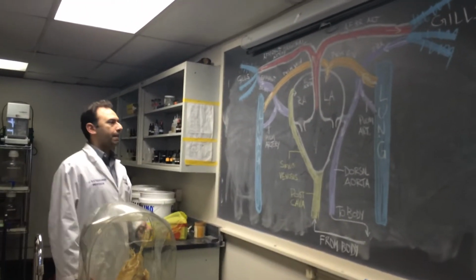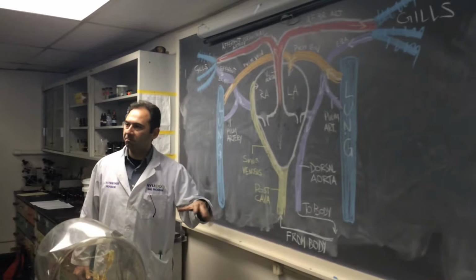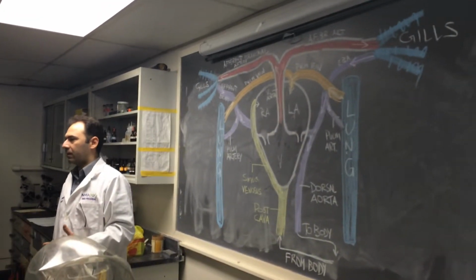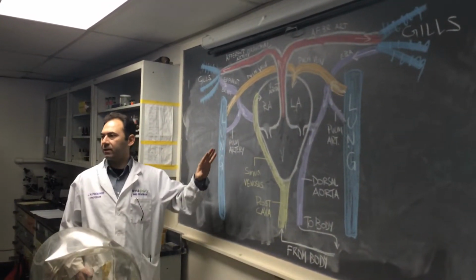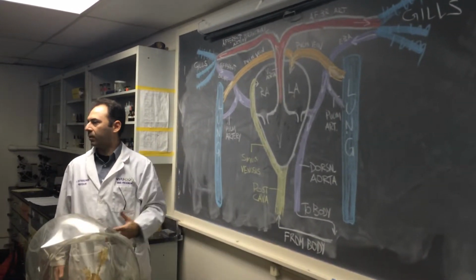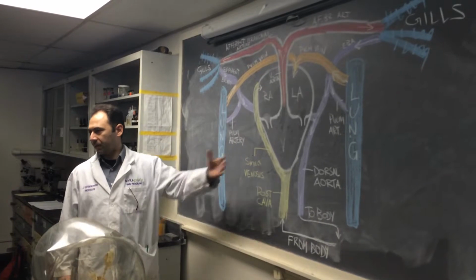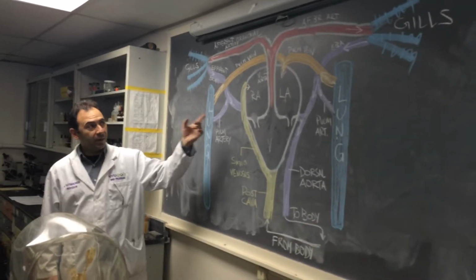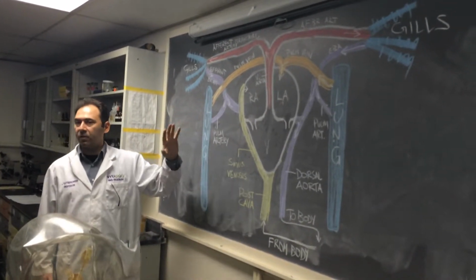So, we're not so much interested in the frog circulatory system, and you guys are very familiar with it, because it does resemble our own, except for one ventricle. But this is something unique altogether.